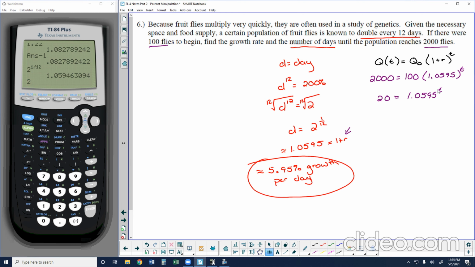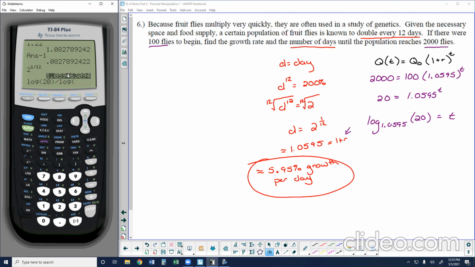I need to get t out of the exponent, so I would use a logarithm, a log with the base that we have of our exponent, 1.0595, and I would take that logarithm of both sides. On the right side, that would give me t out of the exponent. So now I can evaluate this expression to find the answer for time. Notice that we're going to need the change of base formula. So I'm going to use the change of base formula to evaluate. This would be log of 20 divided by log of 1.0595. I'm going to try to be a little bit more accurate here.